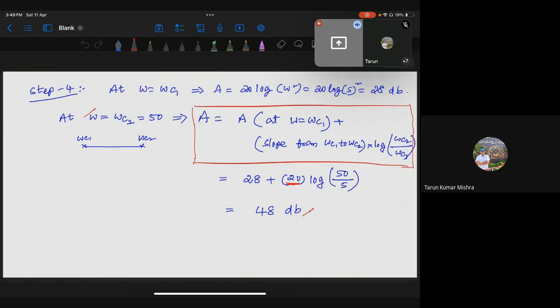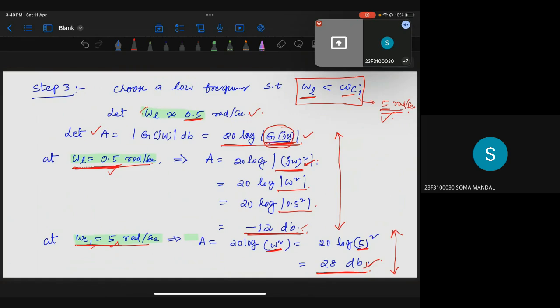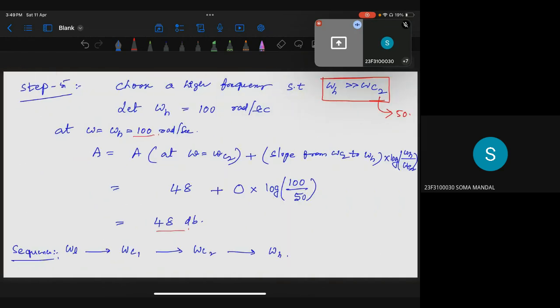Okay. Then next. Sir, this is as it is. Yes, we can take the value omega L equal to 0.1 also. Not an issue. Usually what we do practically is we take 1/10 of omega C1. That's why we get 0.5. And for omega H we take 10 times omega C2. This is omega L, this is omega H. Let me check that value there.